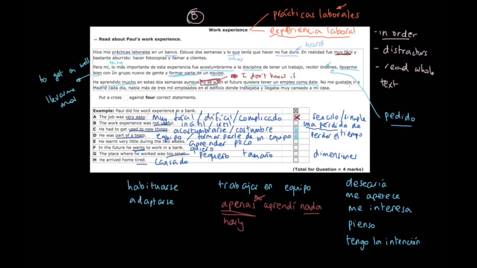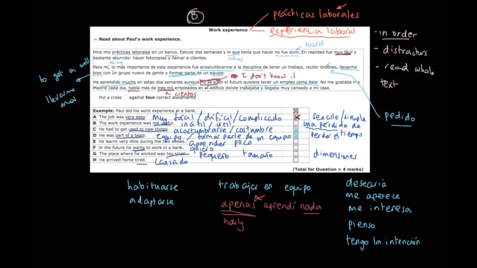No me gustaba ir a Madrid cada día. I didn't like going to Madrid every day. Había más de 3,000 empleados. Remember this verb, había, there were more than 3,000 workers. And remember your big figures, your big numbers, 3,000, okay? Remember the miles, 3,000, 2,000, 4,000, also remember the cientos, okay? 200, 300, 500, okay? The hundreds.